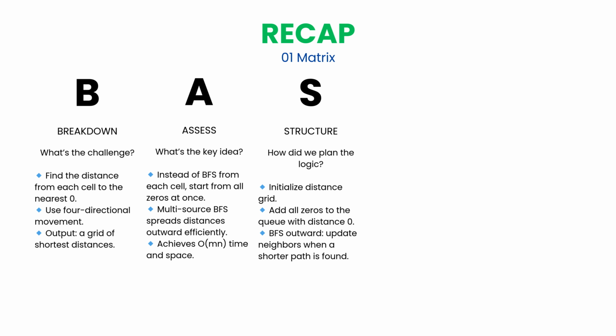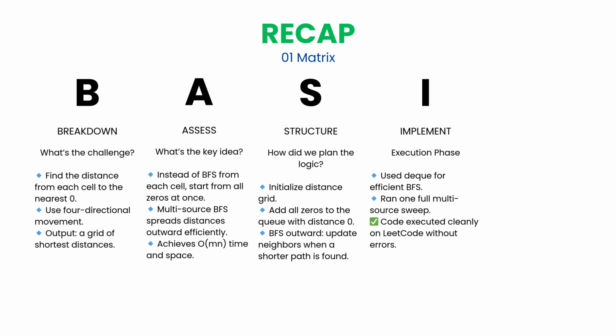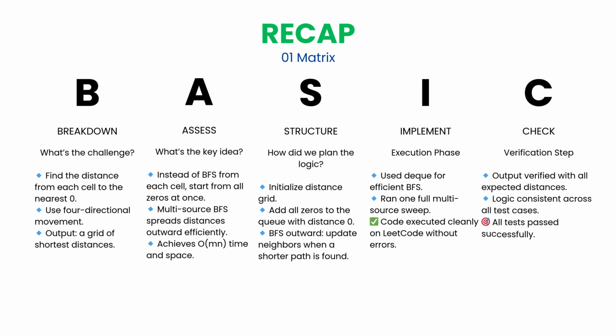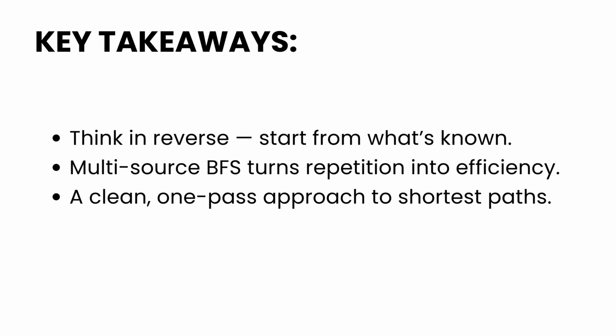Structure recap. Initialize a distance grid. Add all zeros to the queue with distance 0. BFS outward. If a neighbor's distance can improve, update and enqueue it. Implement recap. Use deque for fast queue ops. Ran the multi-source BFS once. Clean, efficient, error-free on LeetCode. Check recap. All test cases passed. Distances matched expected results. Think in reverse. Start from known points and spread out. That's the power of multi-source BFS.